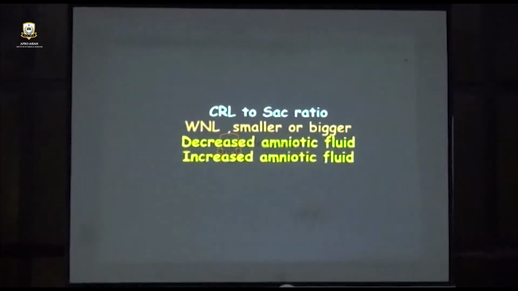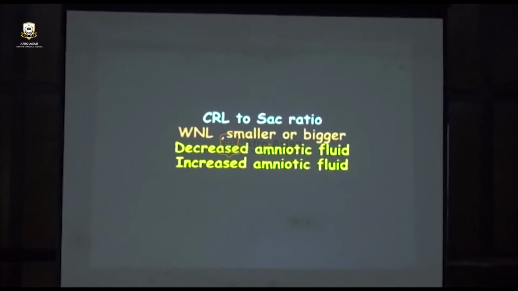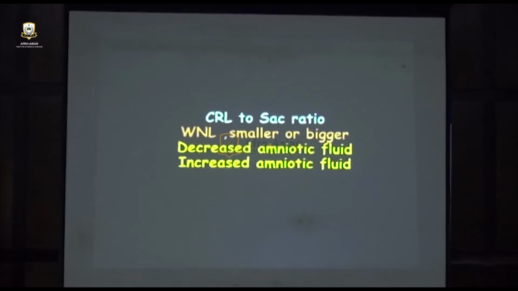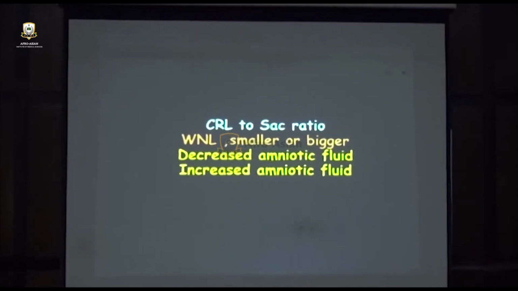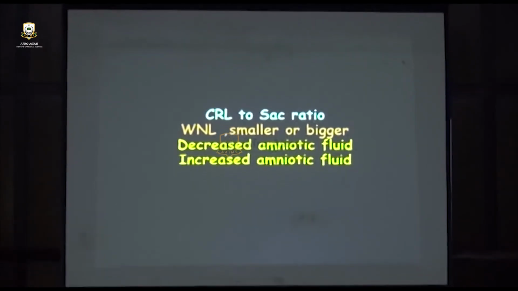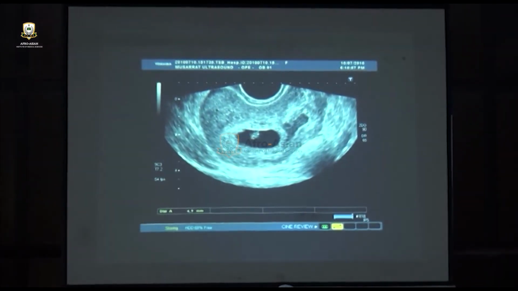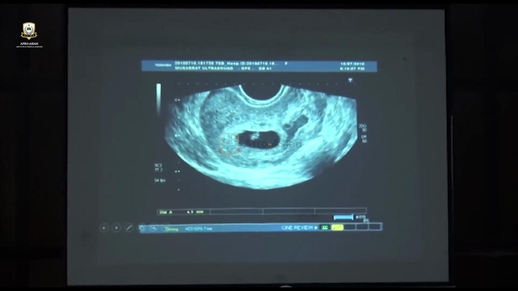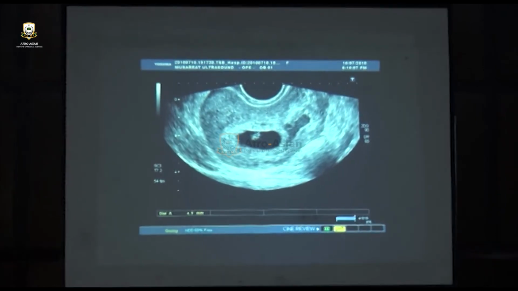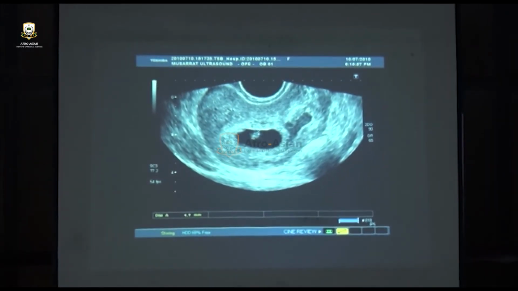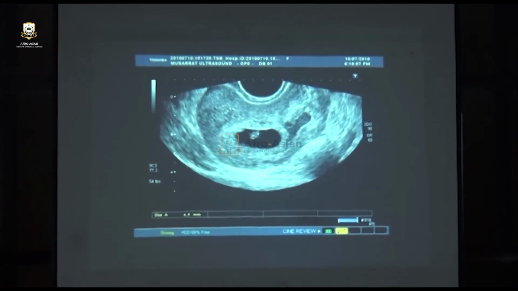CRL to sac ratio, what do we mean by WNL, within normal limits, smaller or bigger, and that will determine decreased amniotic fluid or increased amniotic fluid. So here is the sac with a fetal pole, and we can see the fetal pole with the sac. If it is 1.5 ratio, that's fine. If the ratio is disturbed, we are dealing with a very early sign of miscarriage.